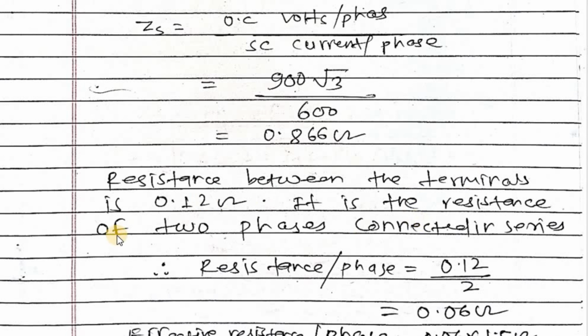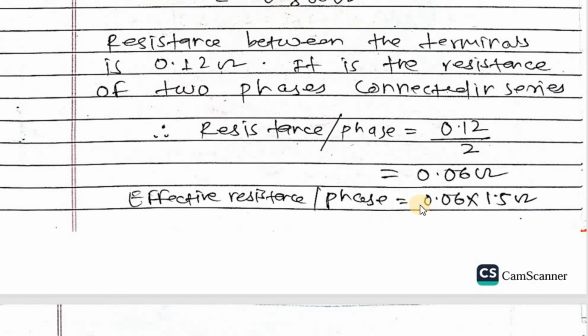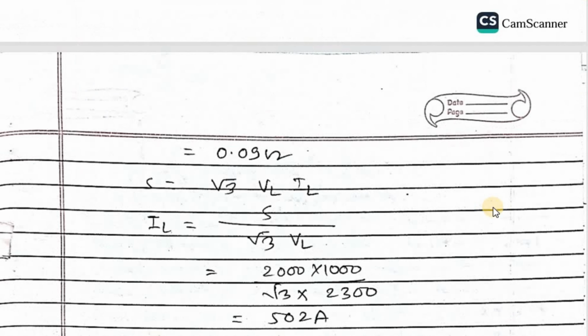The resistance between the terminals is 0.12, which is the resistance of two phases connected in series. So resistance per phase is 0.12 upon 2, that is 0.06, and effective resistance is 0.06 into 1.5. We have to multiply by 1.5, this is the correction factor. Then you can get 0.09 ohm.